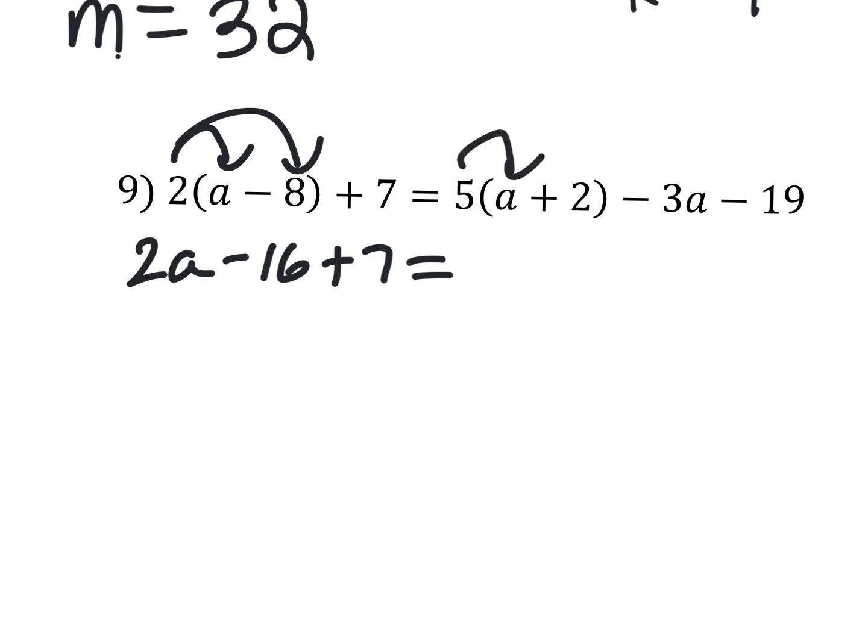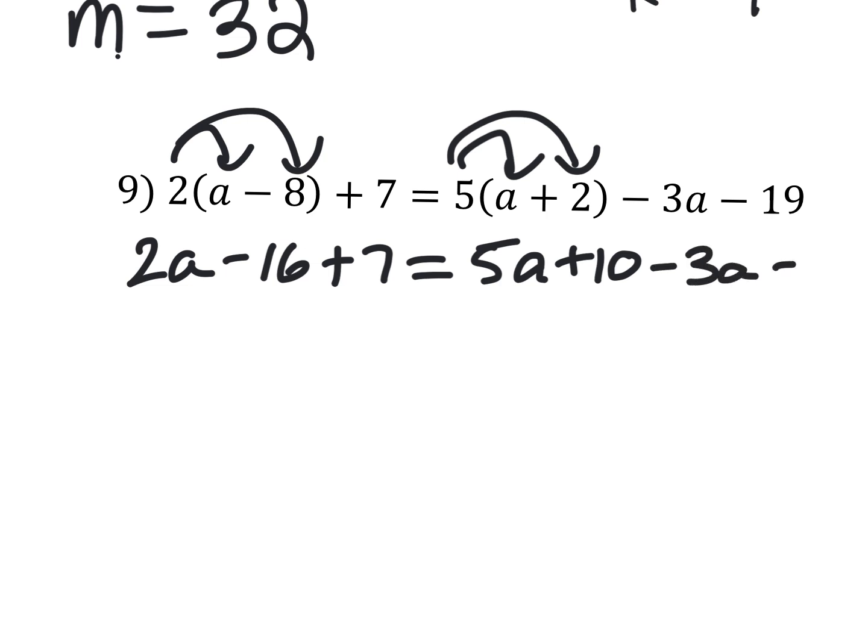Then we got 5 times a, which is 5a. 5 times 2, which is 10. And then that minus 3a and minus 19 had nothing to do with distributive property. We just needed to bring it down for a minute.